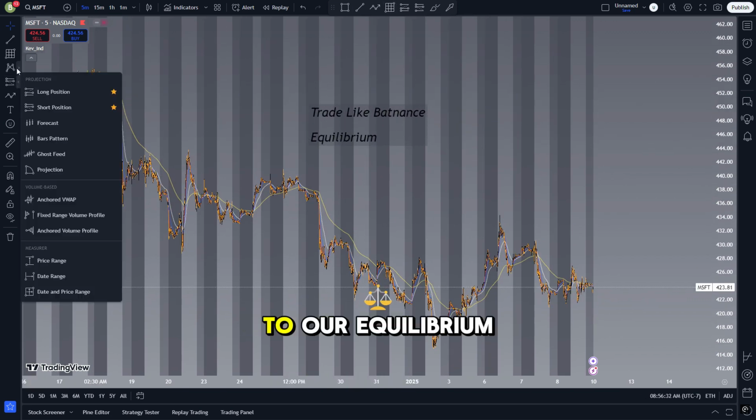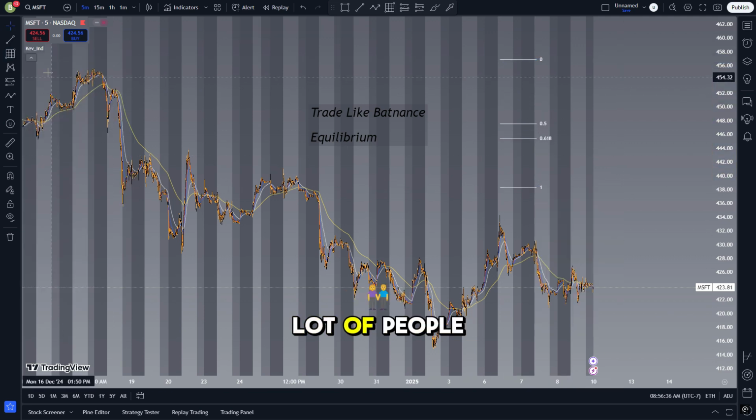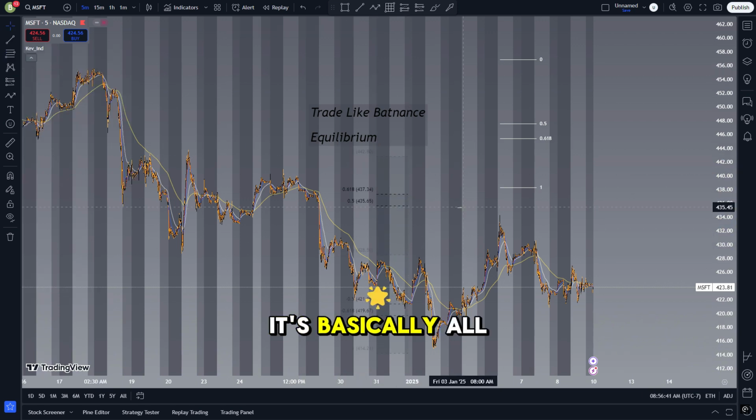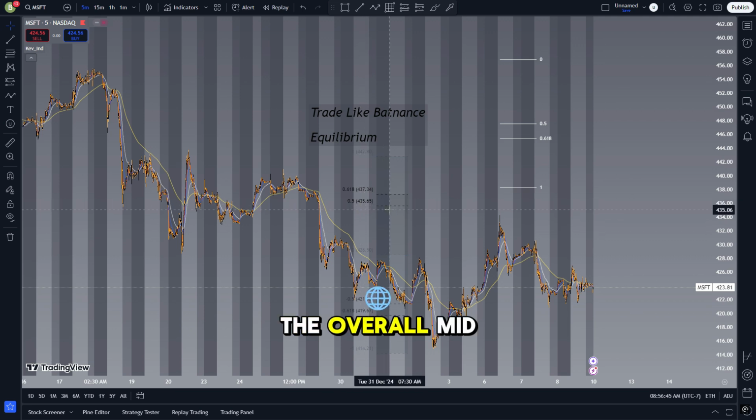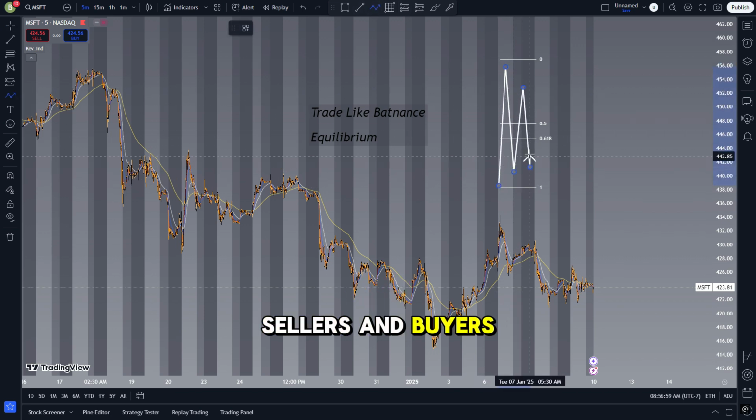When we go to our Equilibrium, I preferably use the Gone box. I know a lot of people like to use different things like the fib retracement. It's basically all the same thing. As long as you can find the 0.5, the overall midpoint of price, you have equilibrium. So this price here, 0.5, is typically the price sellers and buyers tend to agree on, so price can normally stabilize.